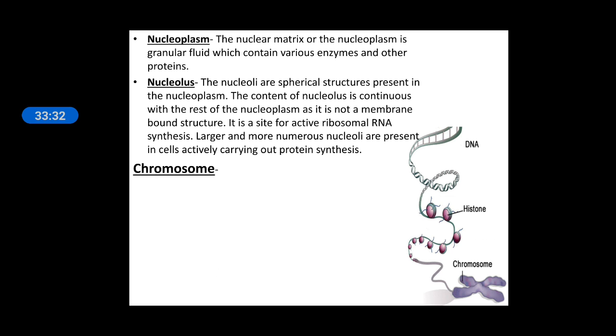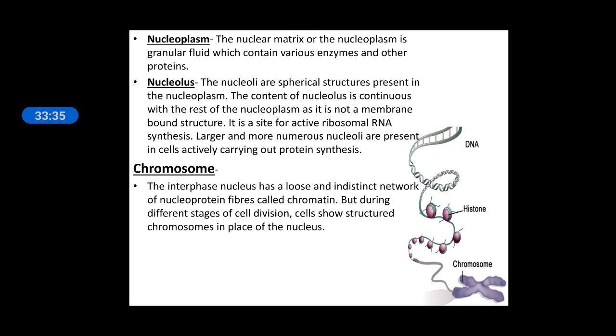Chromosome. The interphase nucleus has a loose and indistinct network of nucleoprotein fibers called chromatin. We have seen in the diagram of the nucleus the thread-like structures spreading in the nucleoplasm; that is chromatin. But during the different stages of cell division, the cell shows structured chromosomes in place of the nucleus. Means when the cell comes under the division phase, this chromatin fiber condenses and forms the chromosome.